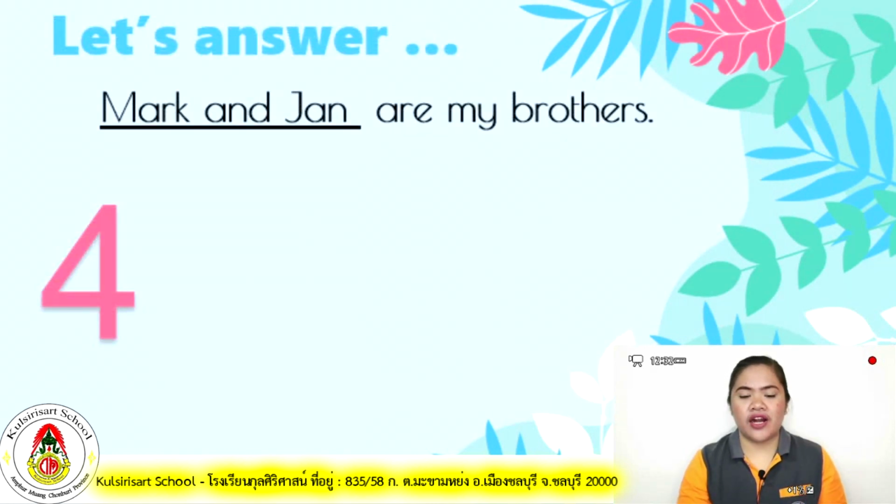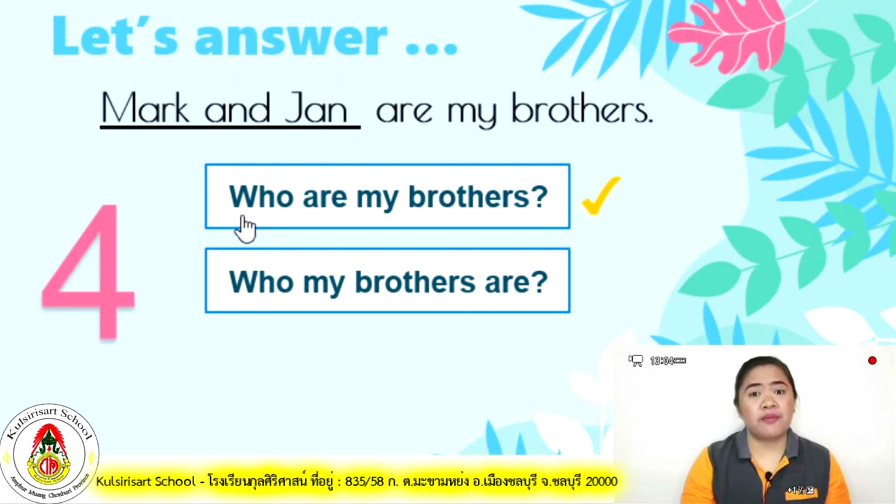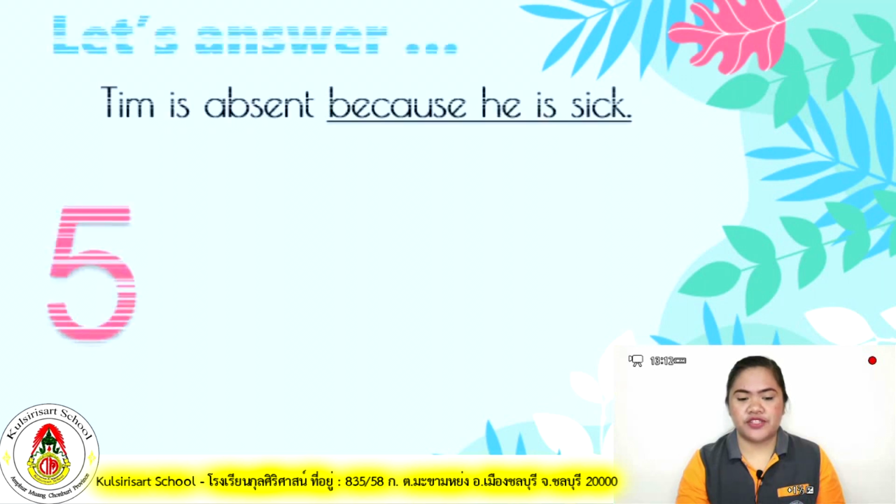Next. Mark and Jan are my brothers. But this time, you will tell me what should be the correct WH question for this. Choose from the first and the second sentence. Are you sure with the first? Let's check. Very good. The correct answer is, who are my brothers? Again, who are my brothers? Read it again. Very good. So let's proceed.